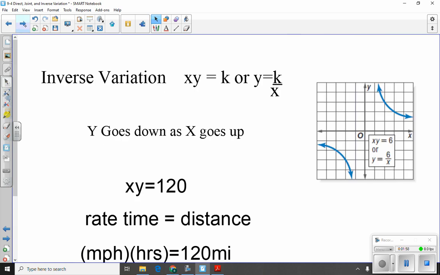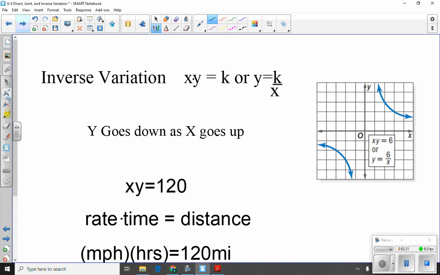Inverse variation, it's the opposite. As y goes down, x goes up. So if x goes up, then the y has to go down. So this is written two ways. Either x times y will equal k, or y will equal k divided by x.